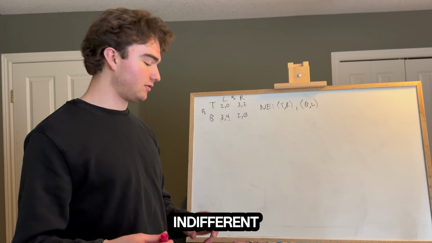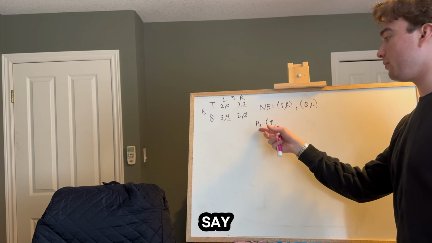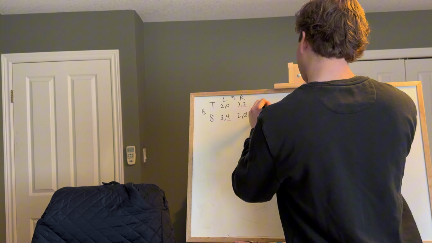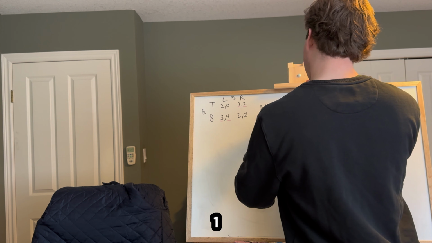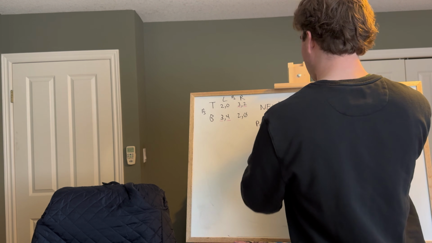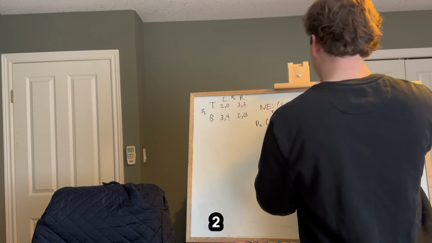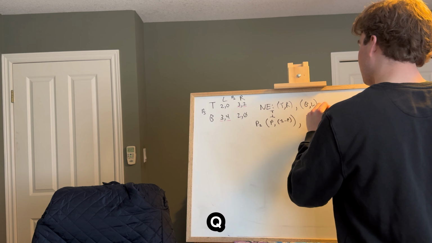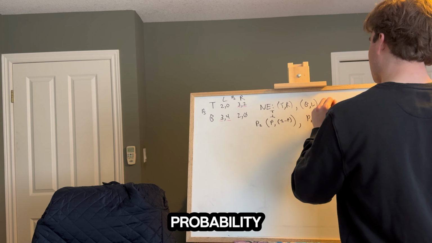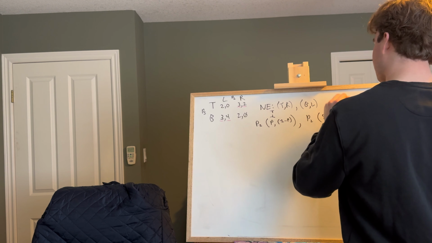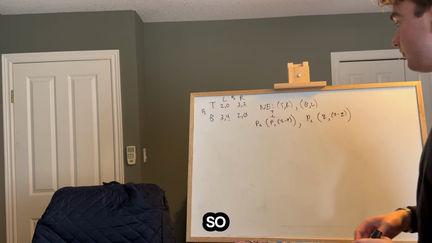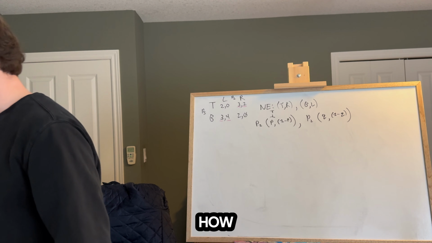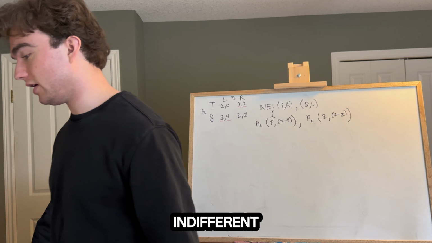Okay, so that's all fine and dandy, but how would we make either player indifferent? Okay, let's say player 1 is playing top with a probability P and playing bottom with a probability 1 less P. And let's say player 2 plays left with probability Q and plays right with probability 1 less Q. So we want to find how to make either player indifferent.